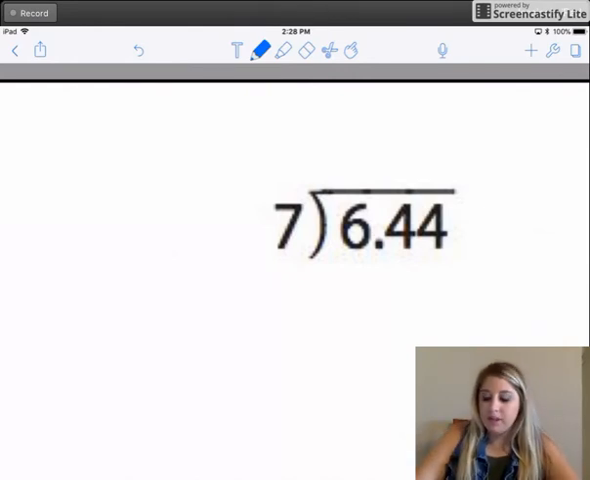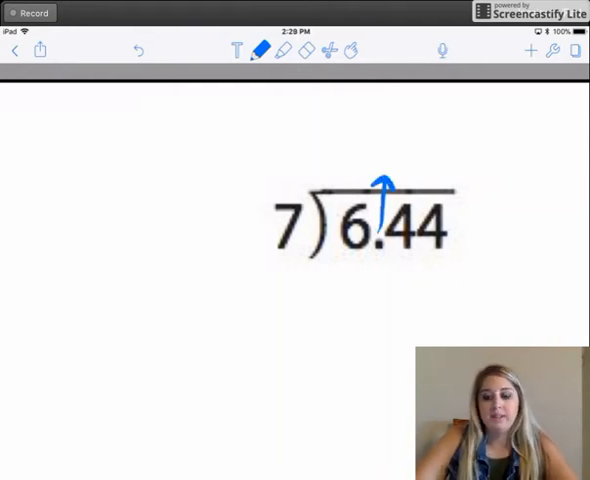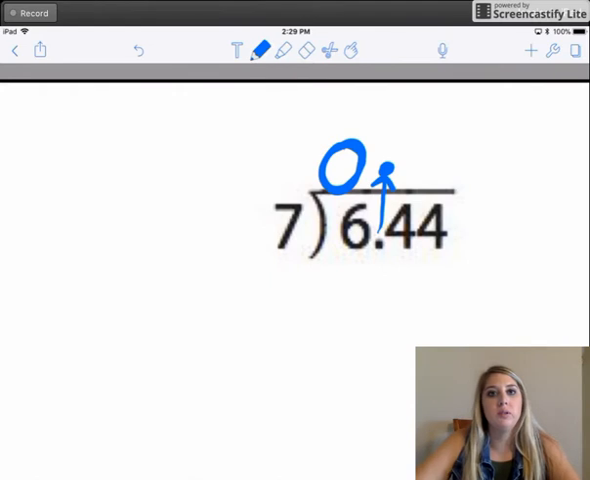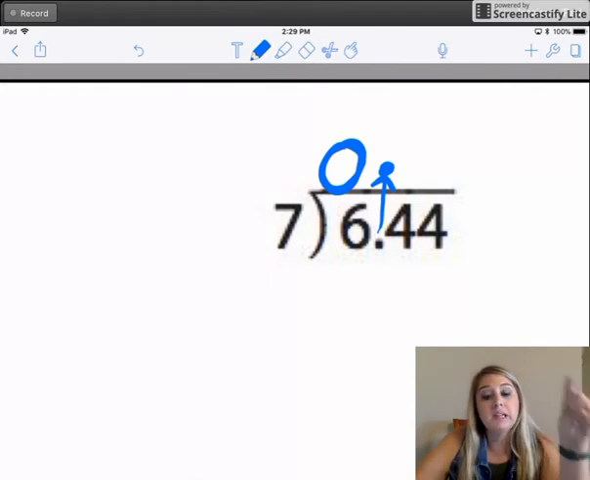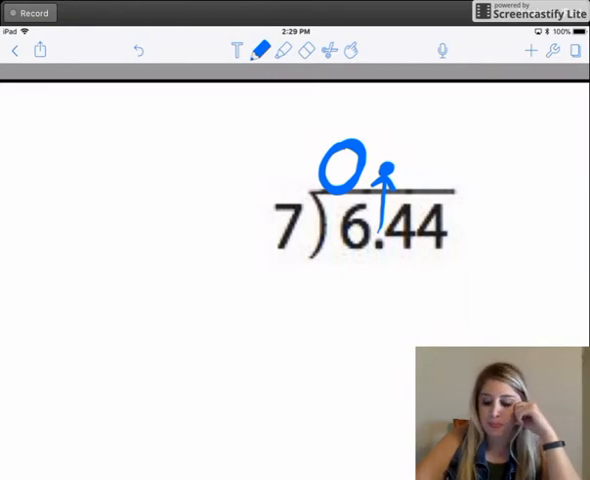All right, so for this one, I took my decimal, rocketed it up, and I'm going to ask myself, can 7 go into 6? If it can't, make sure you put a 0 placeholder there in front of that decimal. Please make sure you put that 0 in front. I want it to help us keep organized and make sure we remember that that decimal's there. All right, so 7 can't go into 6, but 7 can go into 64. And how many times can that happen? Well, 7 can go into 64 9 times.